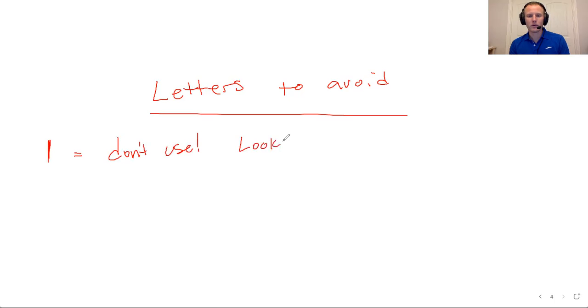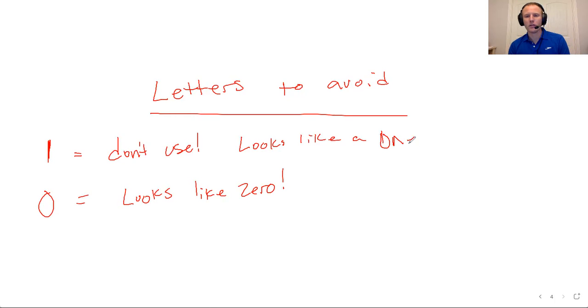Don't use a lowercase l, because it looks like a 1, and that's a problem. If I say 4 times l equals 8, you're going to say, well, 4 times 1 doesn't equal 8, because it's going to look like 4 times 1. So don't use a lowercase l. An O looks like a 0. We don't want that. I'll write this out as a 1 up there.